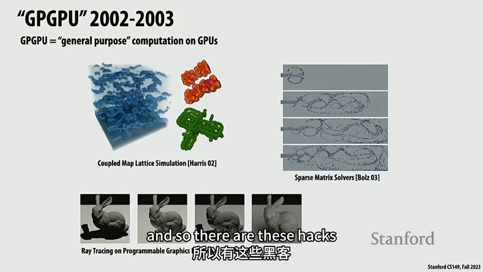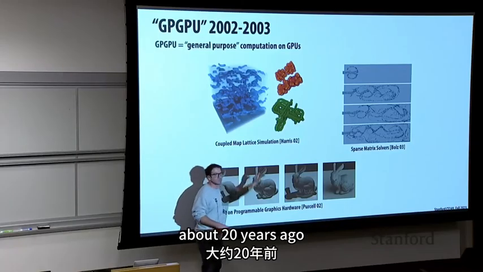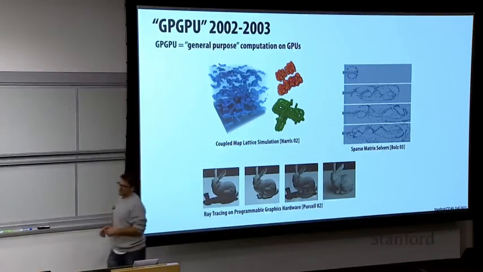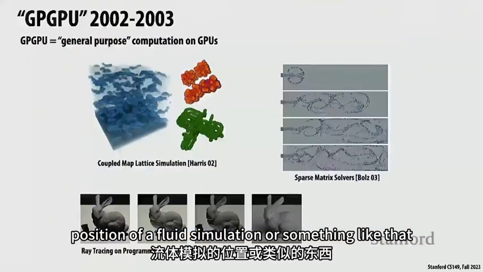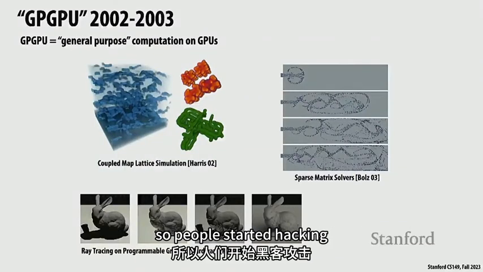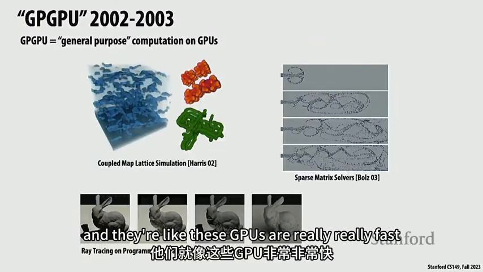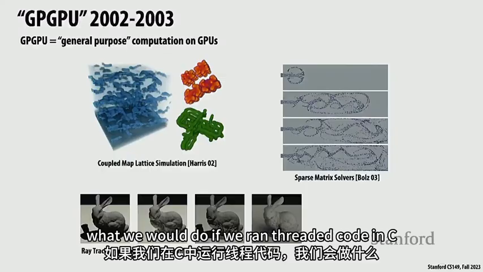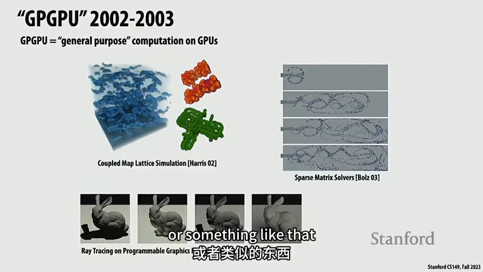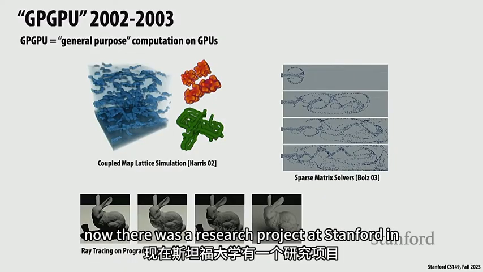And so there are these hacks. Like if you look at the dates on these, about 20 years ago, people said, oh, I can treat that RGB output as like the XYZ position of a fluid simulation or something like that. So people started hacking, and they're like, these GPUs are really, really fast. We can actually run a lot faster than what we would do if we ran threaded code in C++ or something like that.